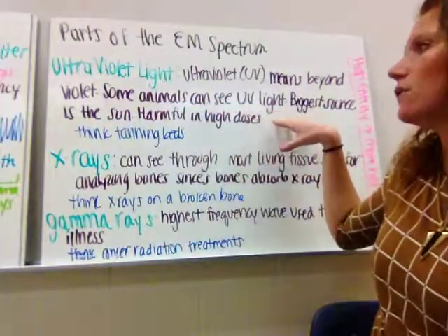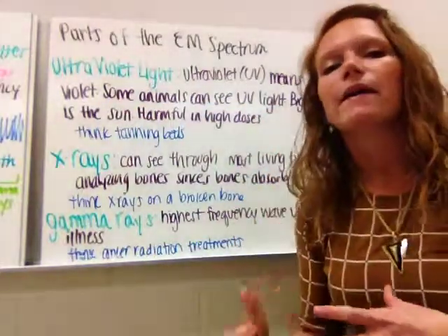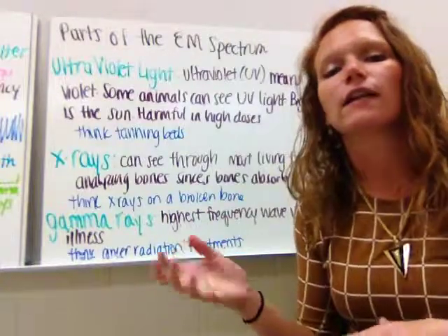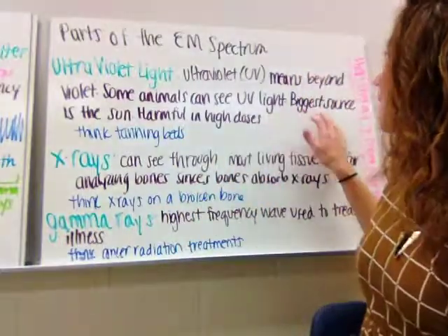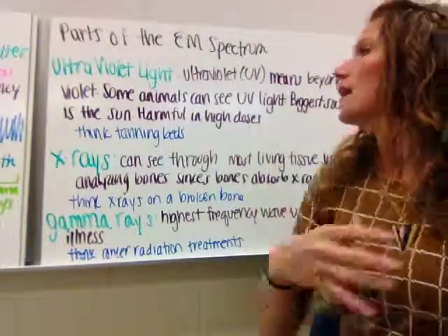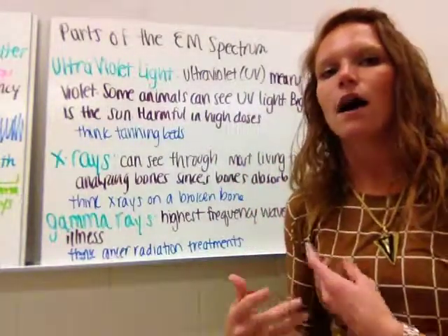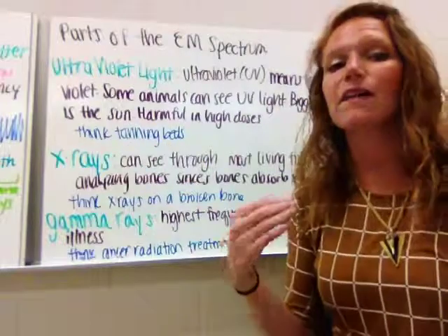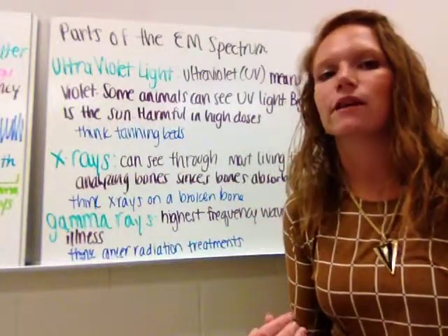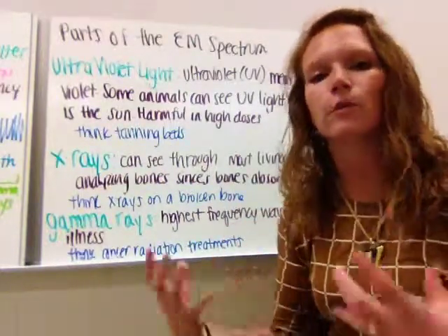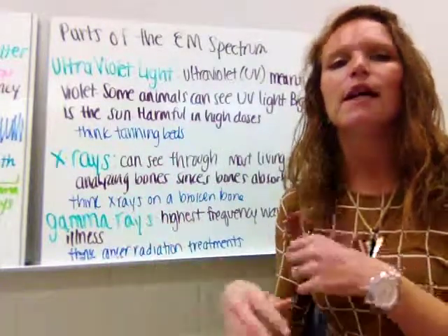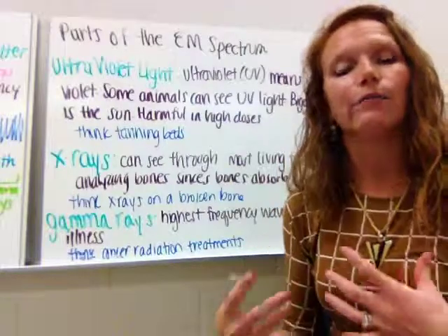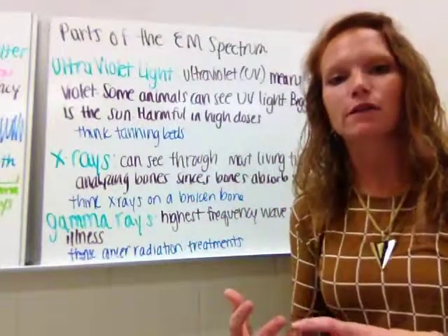Some animals can see UV light, including bees. Other things are some flowers that have really neat UV light prints that you can't actually see with visible light. The biggest source is the sun. This is harmful in high doses. Think tanning beds. UV light is the stuff that sunscreen is trying to prevent you from absorbing. If you read broad spectrum sunscreen, it's preventing UVA and UVB type rays. This is the ultraviolet light, that same thing they're talking about.